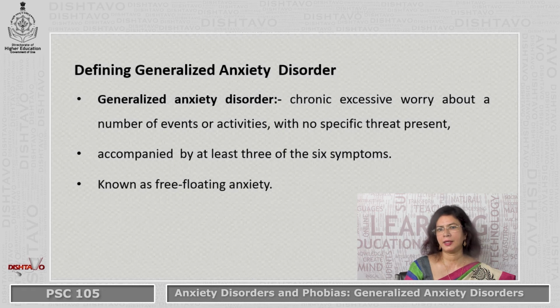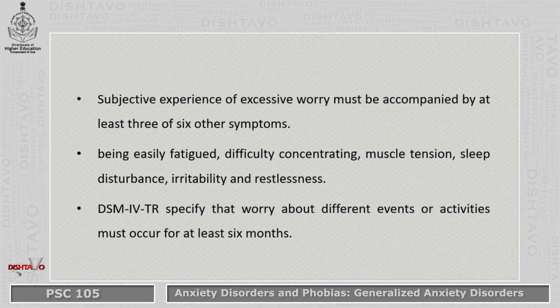And when the person has this generalized anxiety problem, he will have at least 3 of the 6 symptoms. This generalized anxiety is also known as free floating anxiety. Now, this problem is experienced subjectively. The person himself is having this experience of excessive worry. He is so worried about everything that's happening around him. And this must be accompanied by at least 3 of the 6 symptoms. The person having generalized anxiety disorder will be facing any 3 of these 6 symptoms.